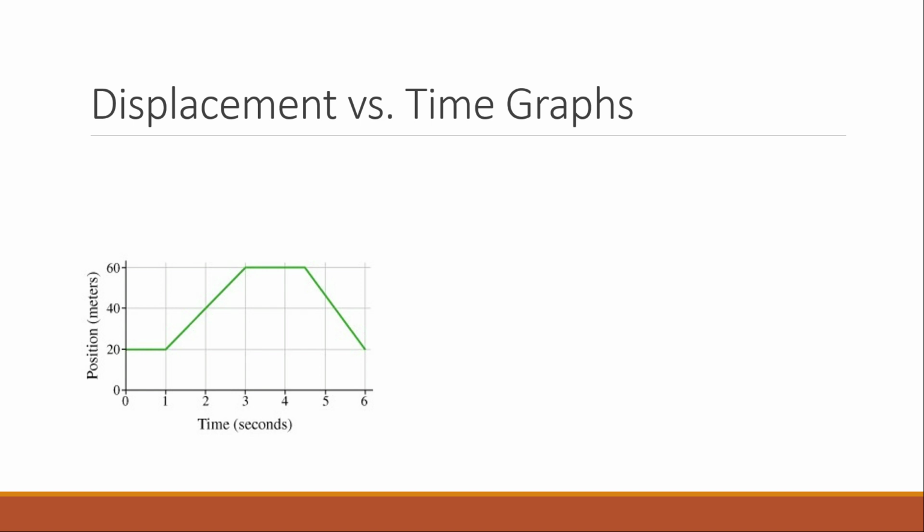And from 3 to 4.5 seconds, we can see that they're standing still again. Their position at 60 meters is unchanged. And lastly, between 4.5 and 6 seconds, we see that they're moving backwards, traveling from the 60-meter position all the way back to the 20-meter position. And so that's a little story. The person was standing still, moving forward, standing still, going backwards. These graphs are a great way for us to identify what's happening in a quick visual format.